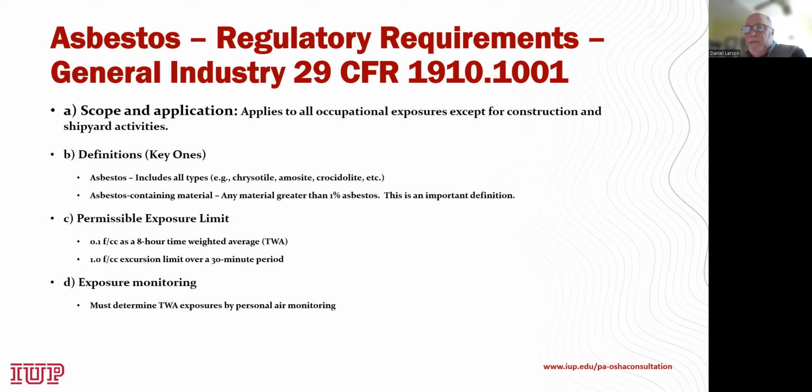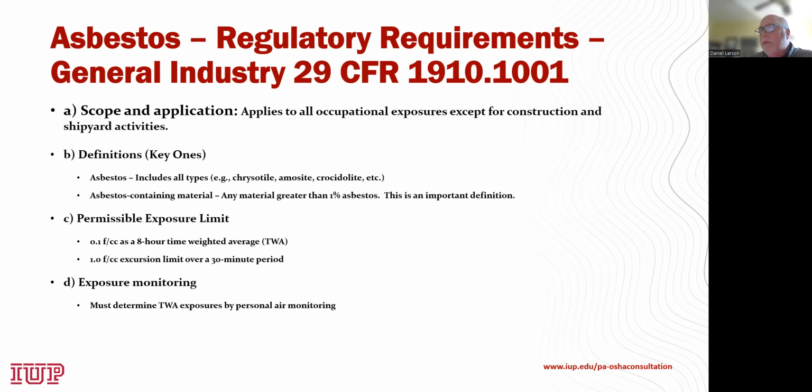So let's jump now from best recommended practices and what asbestos is to OSHA, and what your OSHA regulatory requirements are when you're dealing with asbestos. There are two OSHA standards that come into play, two standards that we're going to talk about today. The first one is for general industry. This is 29 Code of Federal Regulations 1910.1001, and this is for general industry. It applies to occupational exposures except for construction and shipyard activities.